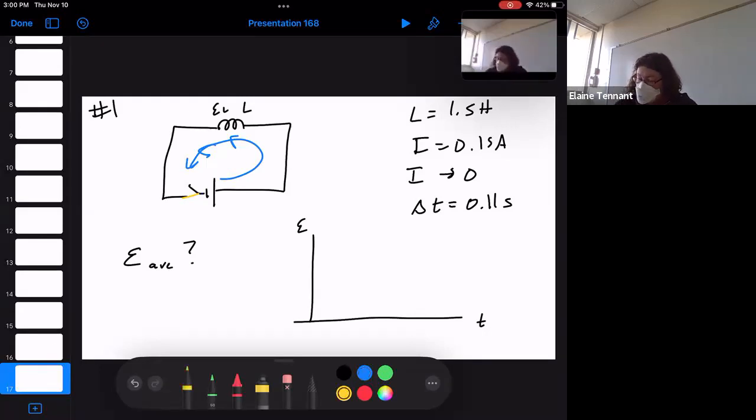Then we open this switch. And so all of a sudden it sees the current go away completely. And it says, hold on, I didn't want it to go away completely. I want it to stay the same. So it comes in and it generates that voltage.